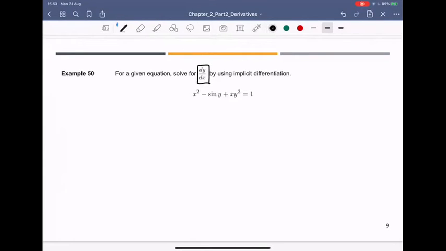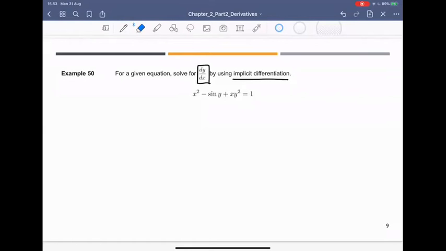This time I want you to compute dy by dx by using implicit differentiation. You can see that it is impossible to simplify to y equal to f of x, because you have sine y here. If you simplify, you're going to get arc sine at some point, and then you also have x y squared. How could you do that? So no way. We're going to use implicit differentiation. All right, so let's look at this question.